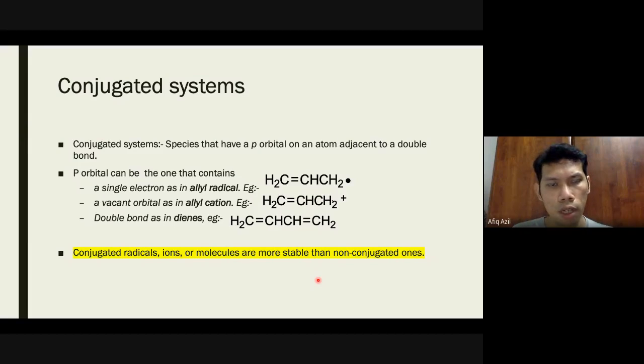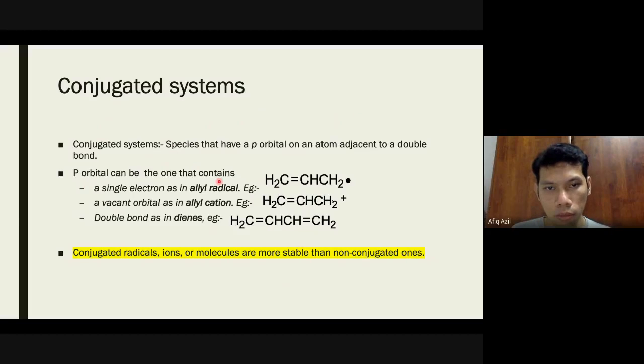Okay, if you still remember the topic of dienes, you have conjugated dienes and non-conjugated dienes. A conjugated system or conjugated diene is when you have a species that has a p orbital on an atom adjacent to a double bond. What this means is that you have a double bond, single bond, and double bond. So that is what it is.